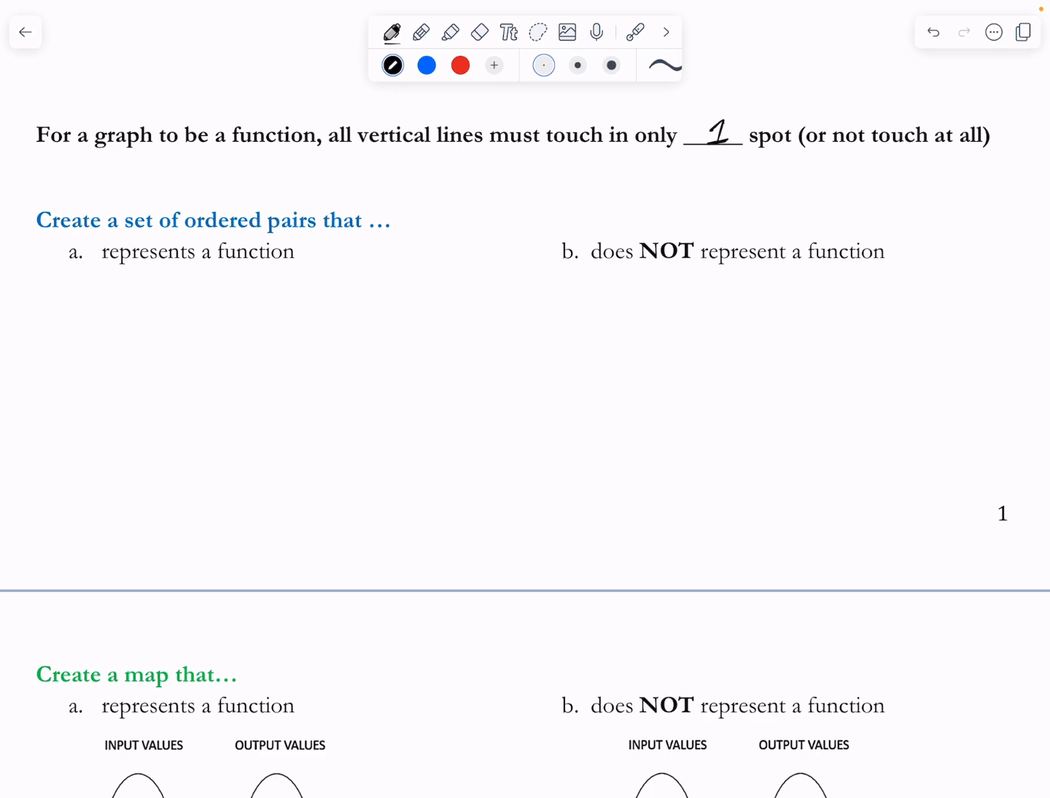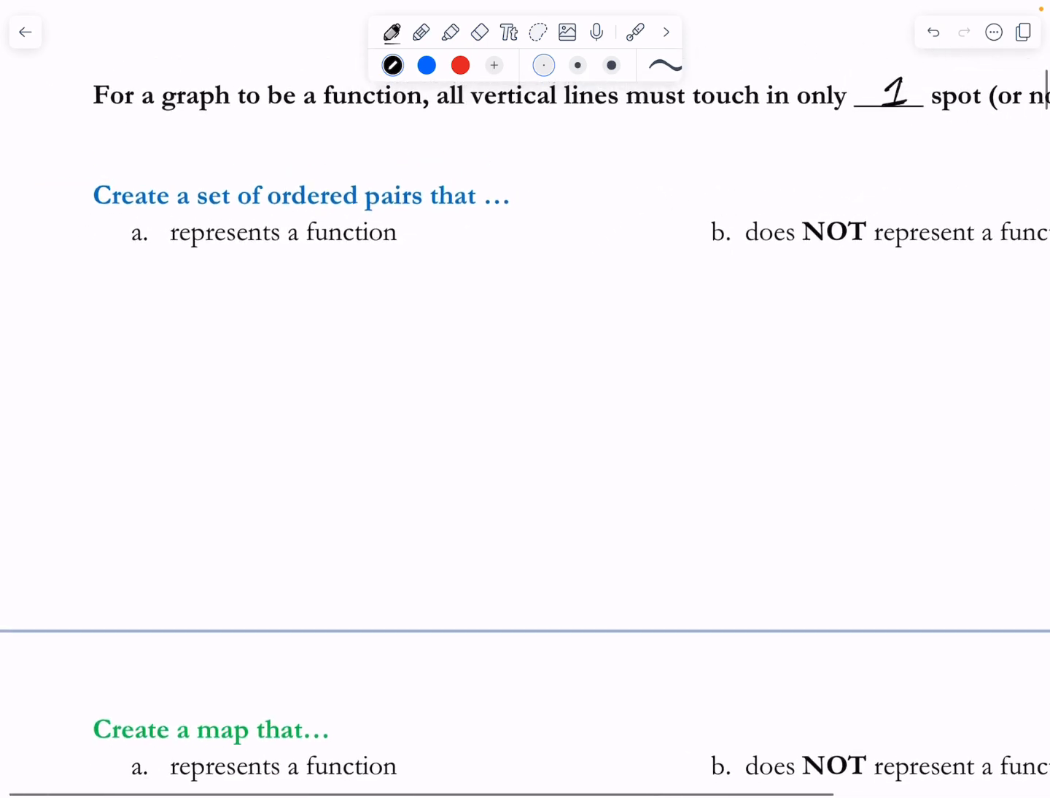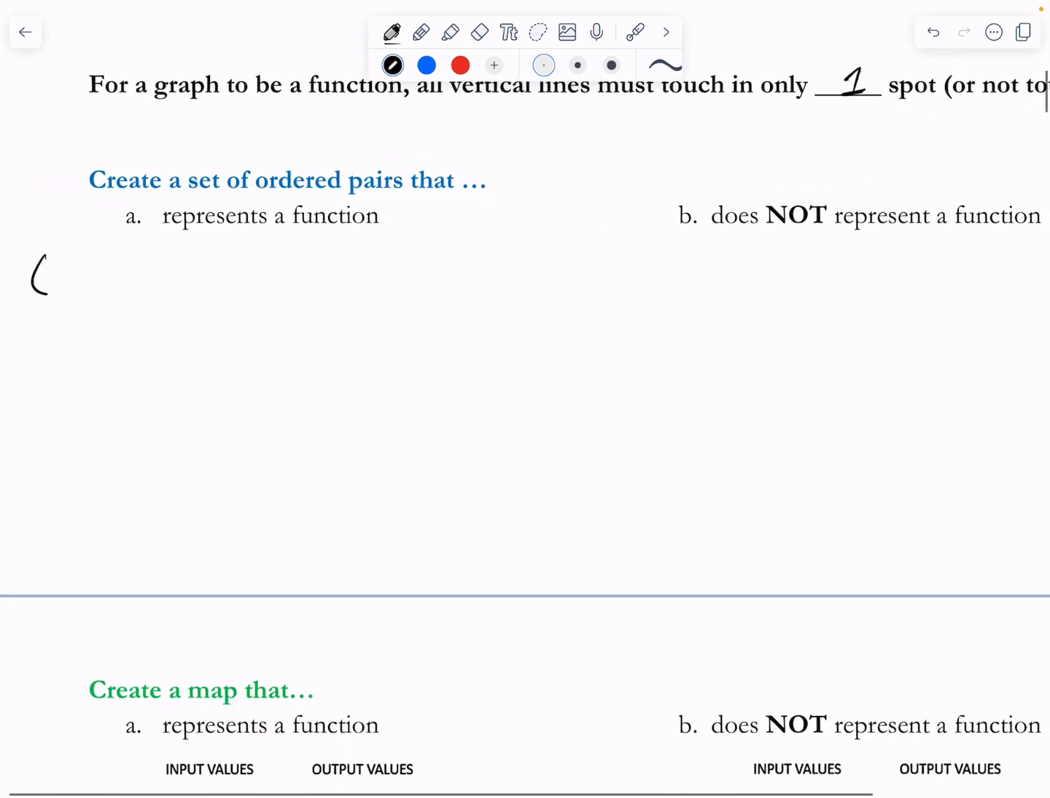Okay, create a set of ordered pairs that represents a function. So if I'm just writing down ordered pairs and do 1, 2, 3, 4, 5, 6, 7, 8. All right, that definitely represents a function. Nothing ever repeats. If you want to get a little bit crazy, you can start repeating. Just make sure you avoid repeating your x values. If you repeat your x values with a different y value, you'll notice that would violate the vertical line test and would be a relation.